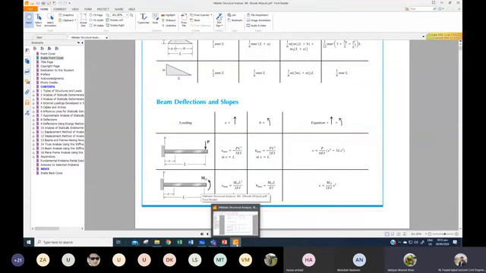Yes sir. And secondly, could you share this with us if it's possible? It is in the book. You have Hibbeler. Yes sir. So inside the front cover there is this formula. Okay, that's fine. Thank you sir.